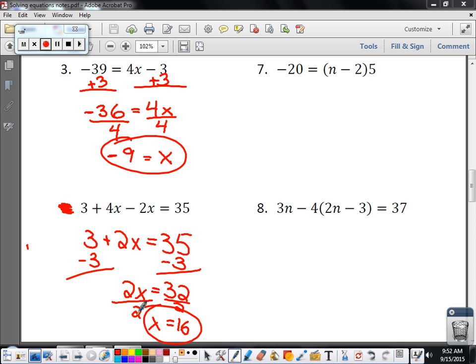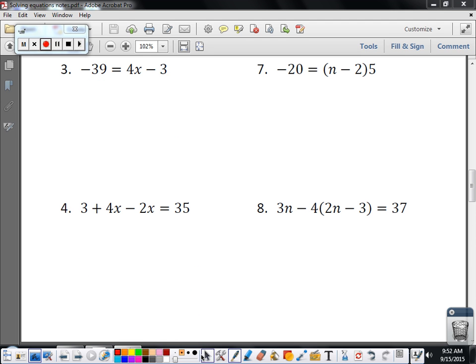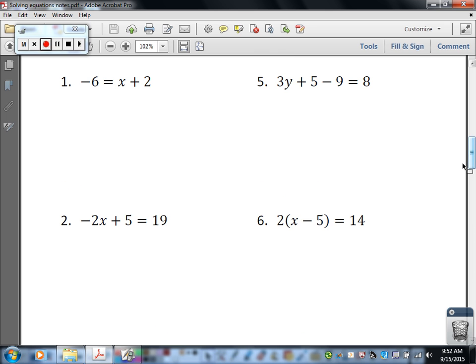Guys, if I plugged 16 into the original problem, what would happen? It would be true. It would work. All right, continuing. What do you guys think about this equation stuff? Easy? Hard?